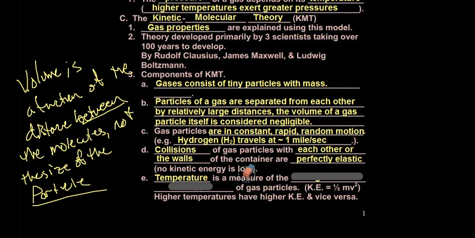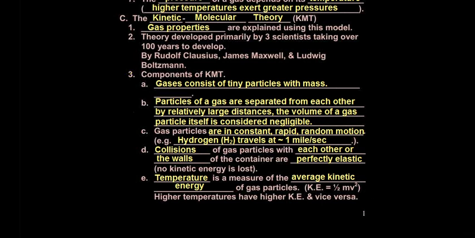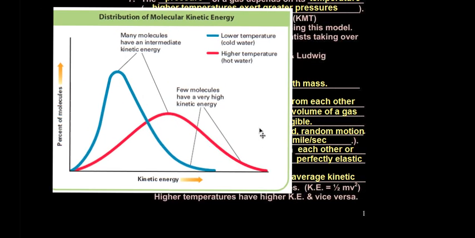Okay. Temperature, then, is a measure of the average kinetic energy of the gas particles. It is given by KE equals 1/2 of the mass times the velocity squared. And higher temperatures have a higher kinetic energy, and vice versa. So, the example of this is right here.